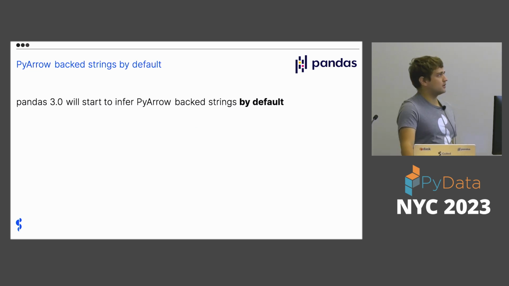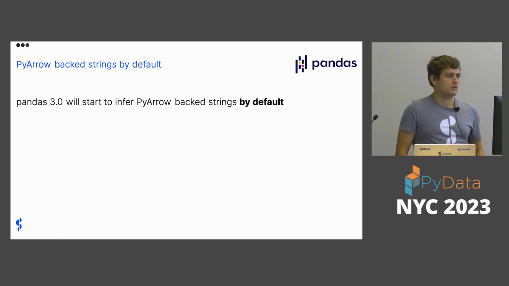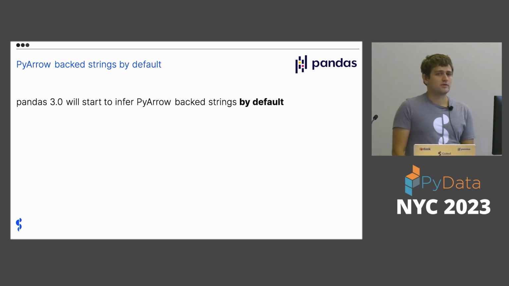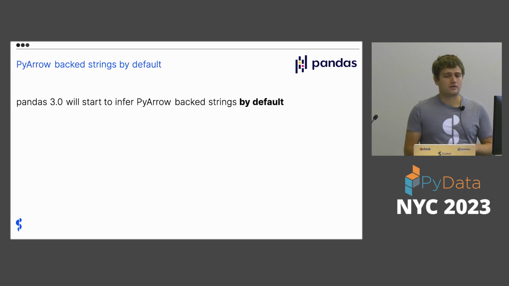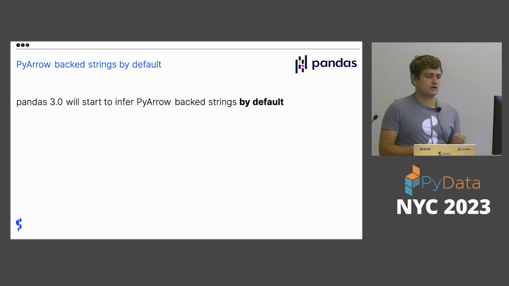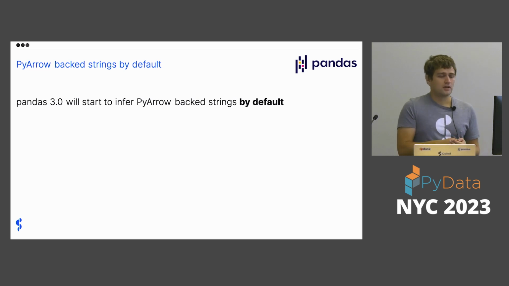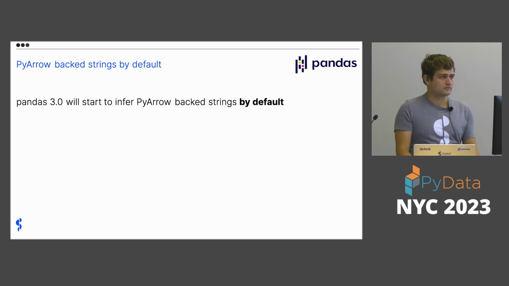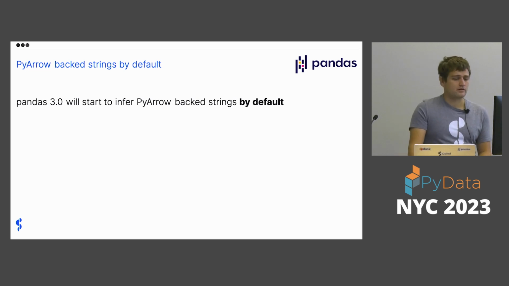This is a quick view into the future. Pandas 3.0, which we expect to come out early next year, will start to infer arrow-backed strings by default. So you won't get NumPy object anymore, except if you have mixed columns. If you have strings and integers, then you will still end up with NumPy object. But if you have columns that are purely strings, then this will just be an arrow-backed string without any user effort. This will just be the new default.